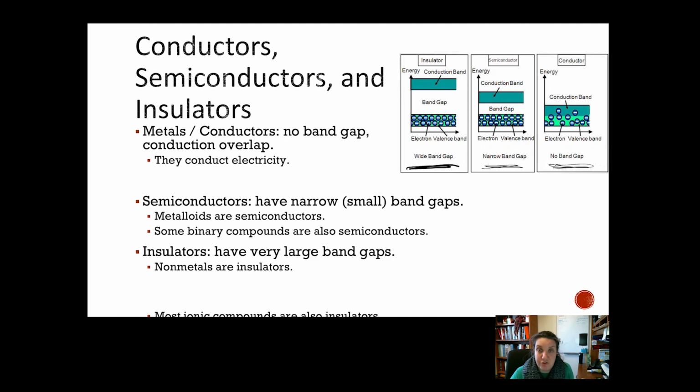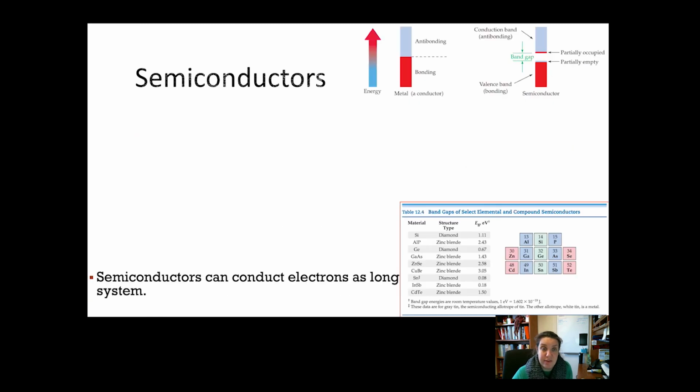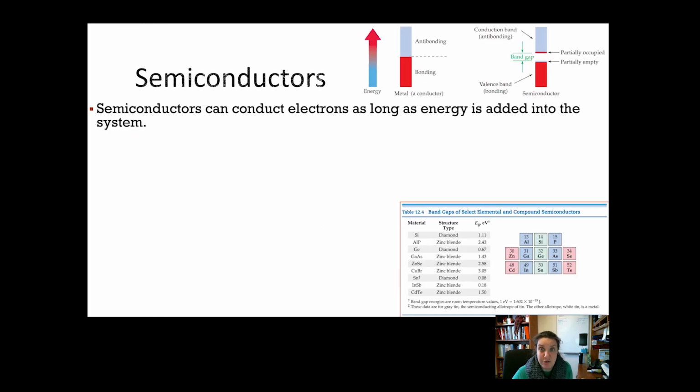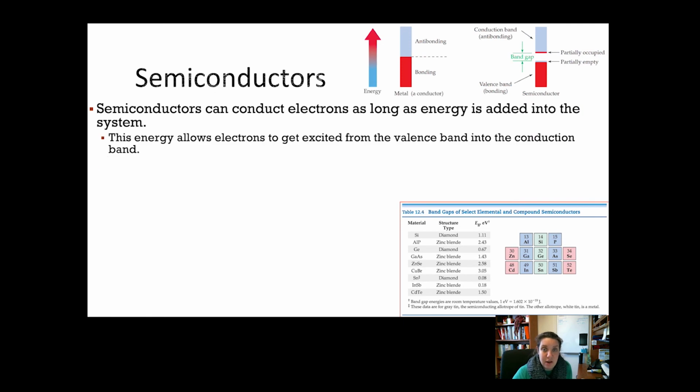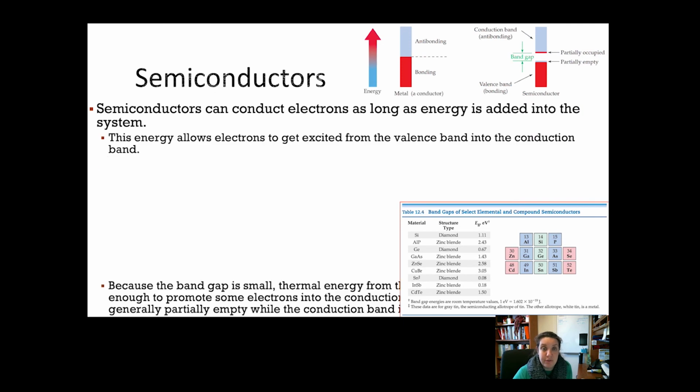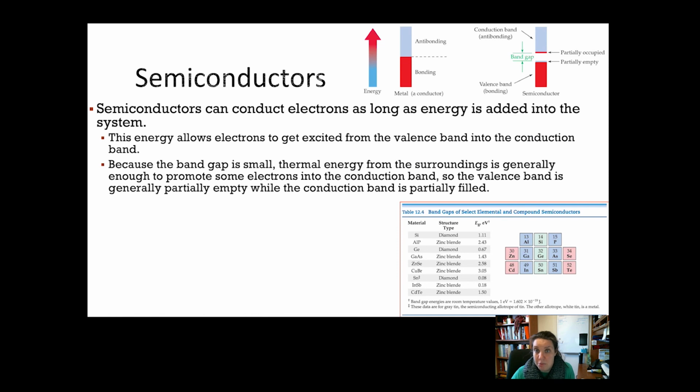Semiconductors can conduct electrons as long as energy is added into the system. So once we add energy into the system, electrons can go from our valence band into our conduction band. Sometimes thermal energy is enough to cause that excitation of electrons from our valence band into our conduction band. Sometimes we need to add more energy in, depending on the size of the band gap.